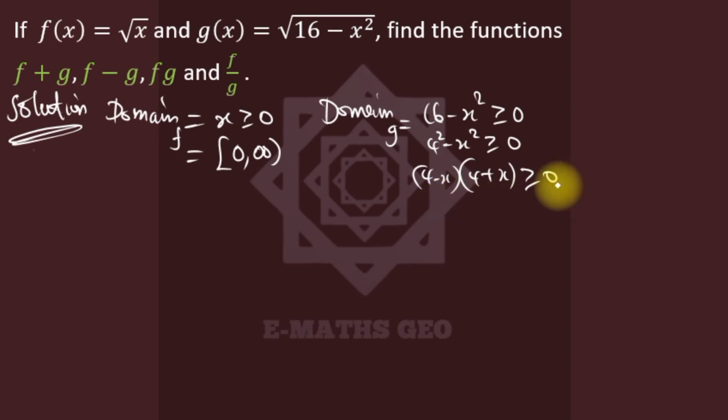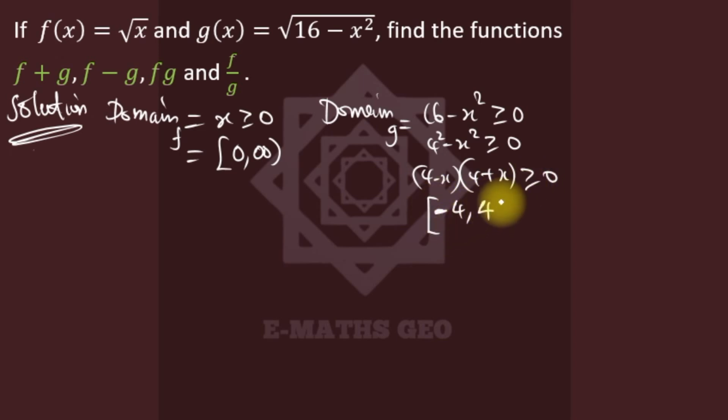So let's check the domain. Let's test numbers less than minus 4. If I put minus 5 here, I'll get a positive answer. If I put minus 5 here, I get a negative. So positive times negative, we get negative. But what they ask us is positive. So the interval will be between minus 4 and 4.